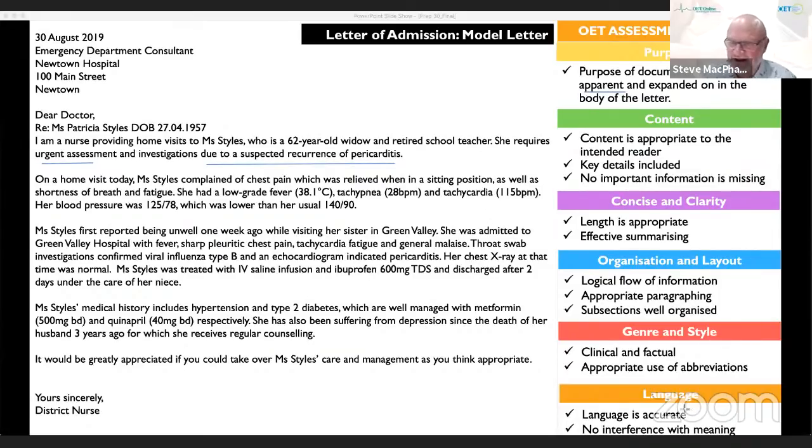All right, and lastly, language. Language is accurate. Well, it is. I hope you didn't see any mistakes there. I don't think there are. And importantly, when the OET examiners look at language, we don't want any interference of meaning. If you get the meaning wrong, if you misrepresent the case notes, that's not a good thing. So very good marks for language.